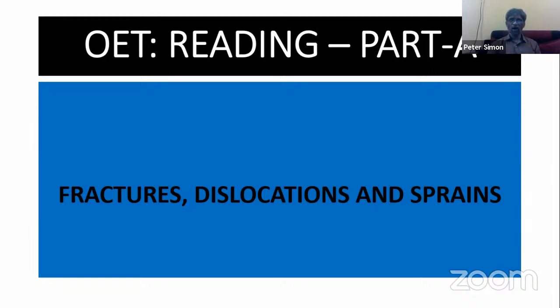So, in 4 different parts, reading part A, there will be text A, text B, text C, text D. Now, you guess what may be there before going there. Guess what may be there in text A, text B, text C, text D without opening them. That is called common sense. Guess what will be there. So fractures, dislocations, and sprains. So you reason there.